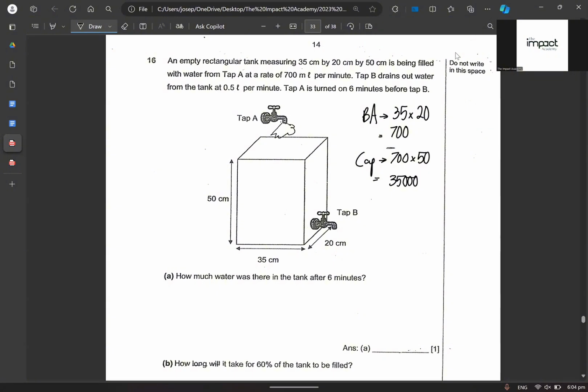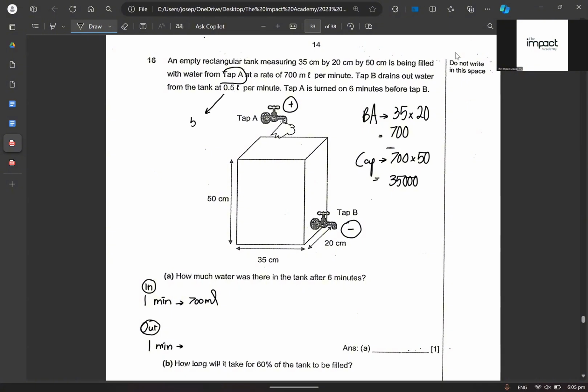The question says that tap A gives water and tap B removes water. For every 1 minute, how much water will go in? This is the in part. How much water will go in? 700 ml. Make sense? How much water will go out in every minute?